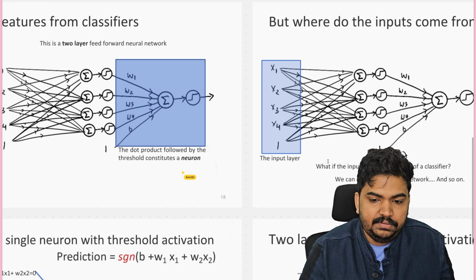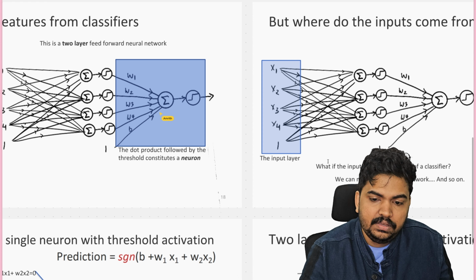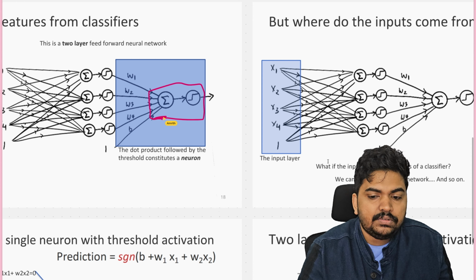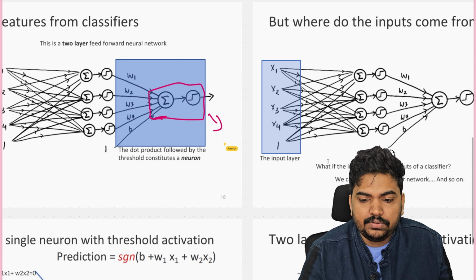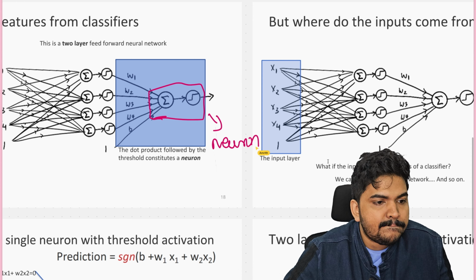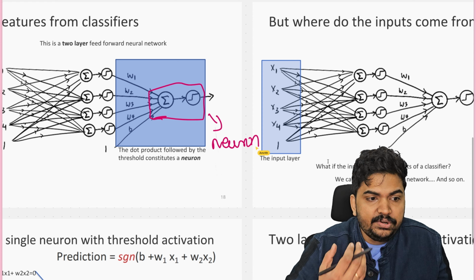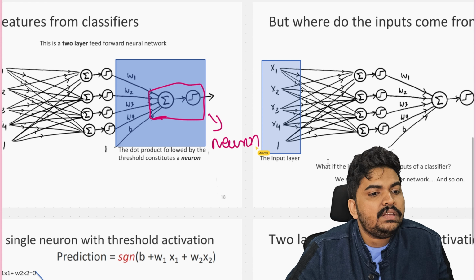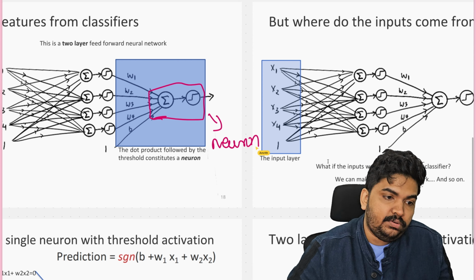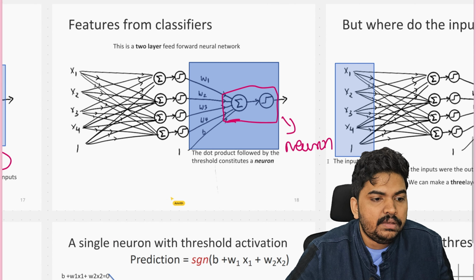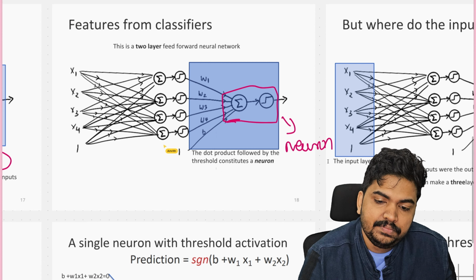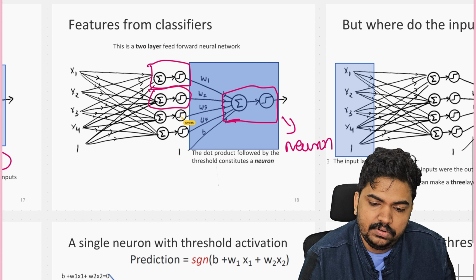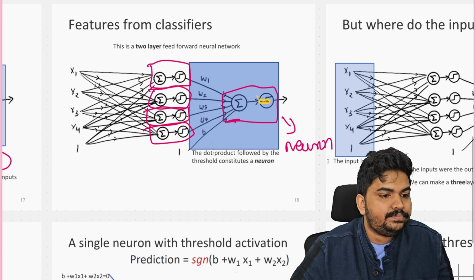Each dot product here, which is shown by the symbol sigma, followed by a thresholding, which is a sign symbol, is what we call a neuron. More generally, a dot product followed by some non-linearity is a neuron. It need not always be a thresholding. In this diagram, there are 5 neurons. Can we mark them and see if we got those correct? I would say this is one neuron, this is another neuron, this is another neuron, this is another neuron, and then there is one neuron here.